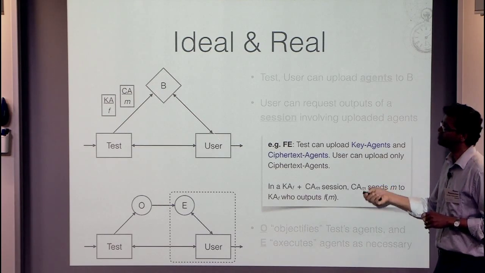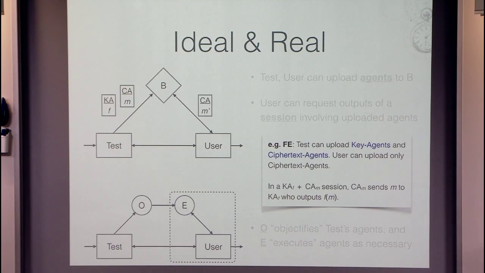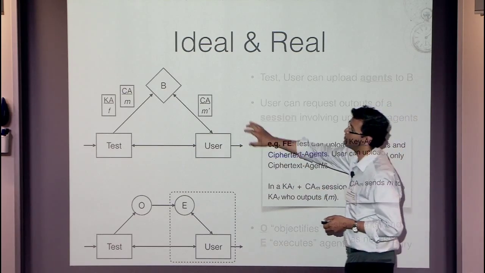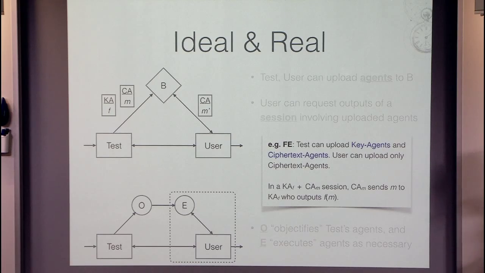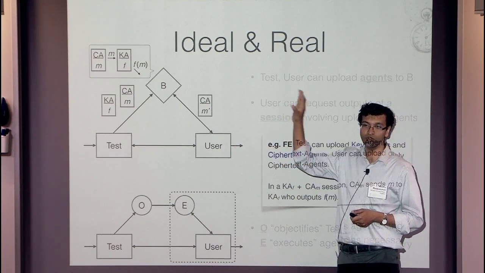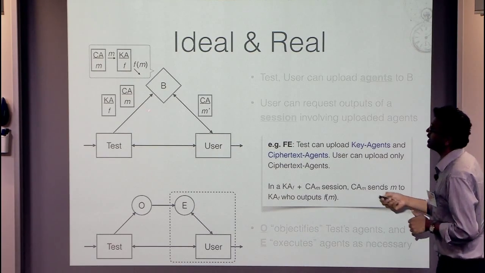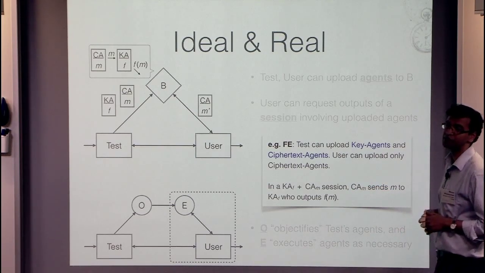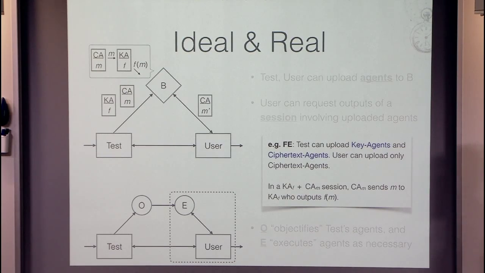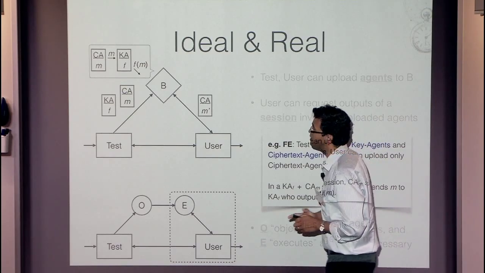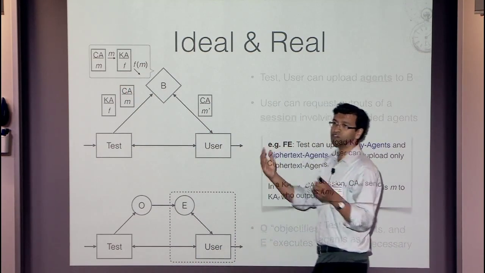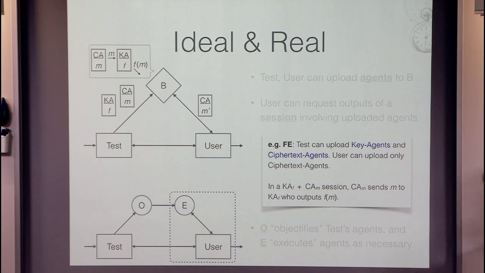As soon as the test uploads these agents, the user gets handles for them. The user can upload its own agents, but since it's a public key setting, it can upload its own ciphertext agents, but it cannot generate its own key agents. Then the user can request a session between the ciphertext agent and the key agent. In functional encryption, these agents work exactly this way. You put them together in a session, the ciphertext agent sends its message over to the key agent, which applies the function on it and outputs it. That's what the ideal agents do, and the output of this session is given back to the user. The user only has handles to these agents, puts them in a session, and gets the output. In more general agents, here the user didn't specify any input in this session, but more generally, it could also specify inputs for each of these agents, if they are agents that take inputs, like an obfuscation.